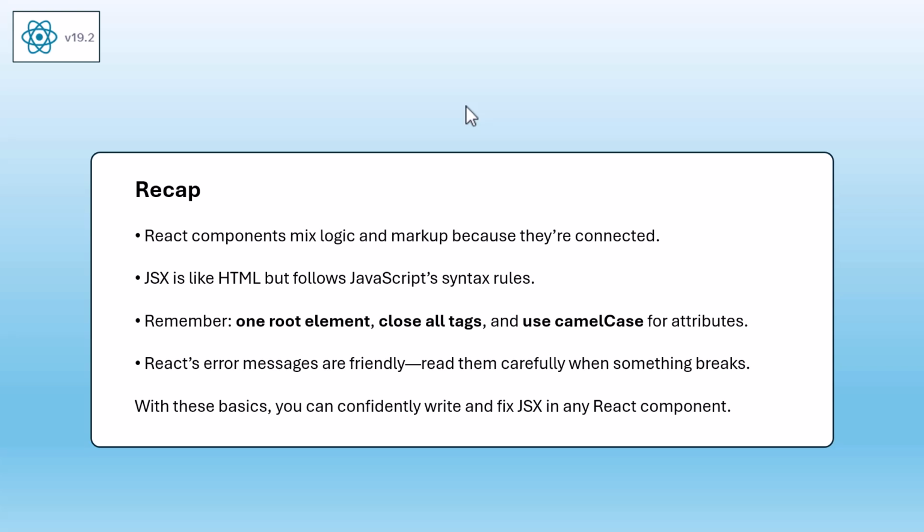6. Recap. Let's summarize what we've learned today. React components combine markup and logic because they naturally depend on each other. JSX is a syntax extension that makes writing that markup simple and expressive. While it resembles HTML, JSX follows a few important rules. Return a single root element. Close all your tags. Use camel case for most attributes. React's error messages are clear and helpful. They'll often tell you exactly what went wrong and how to fix it.